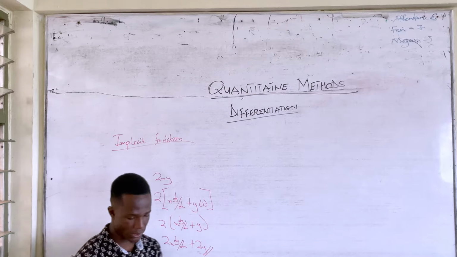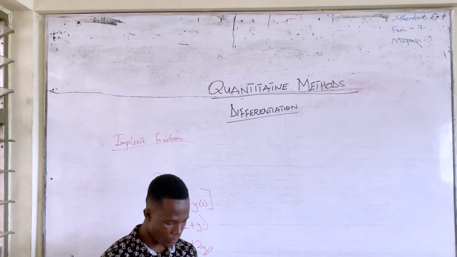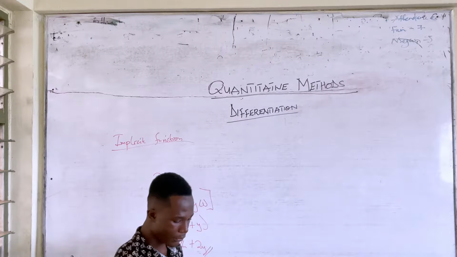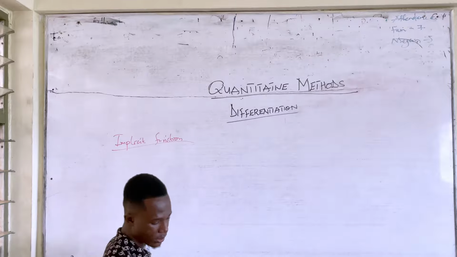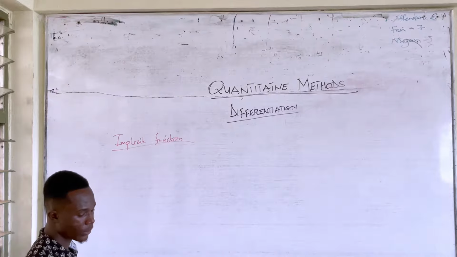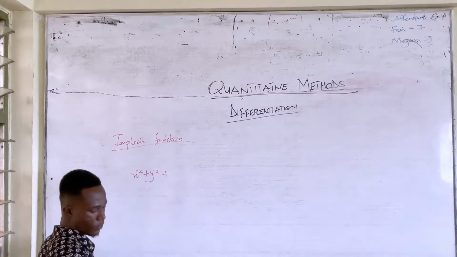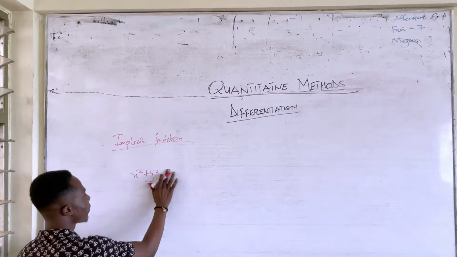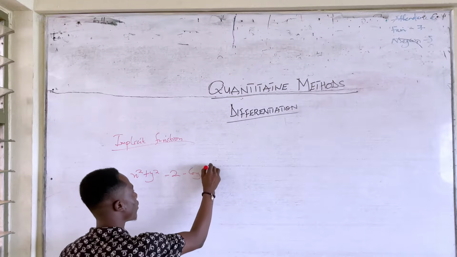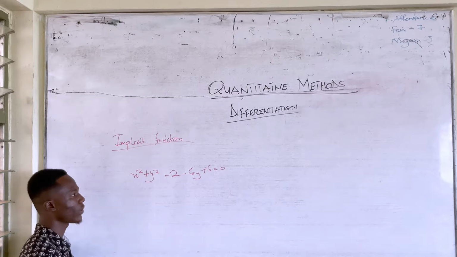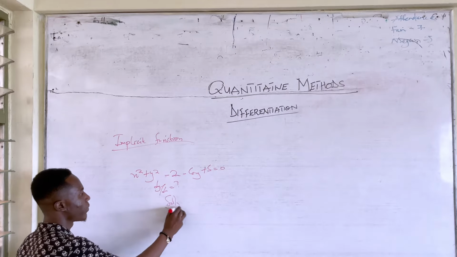Okay, so let's take a question under the implicit function. Then we move on. The first question has no product rule. It's just the power rule, simple calculation, sums and differences. So we have x squared plus y squared minus 2x minus 6y plus 5 equals 0. We have to find dy/dx. That is what we are supposed to find.